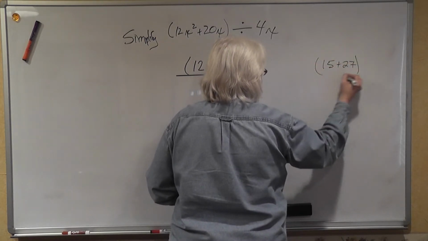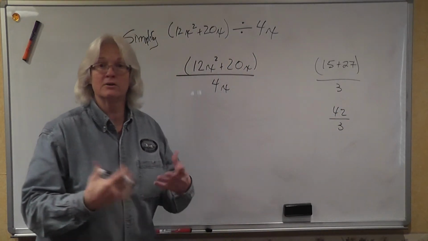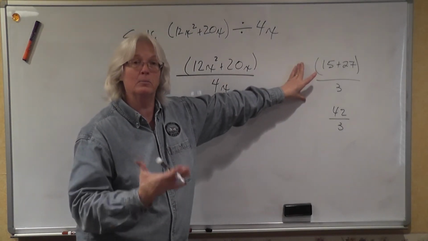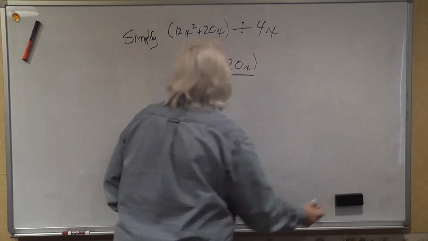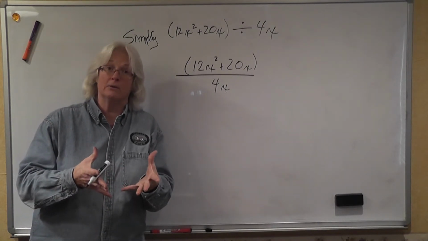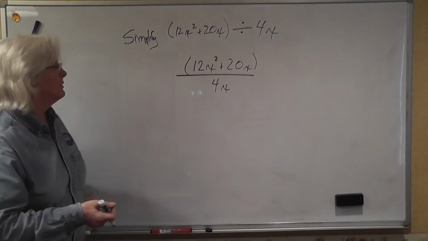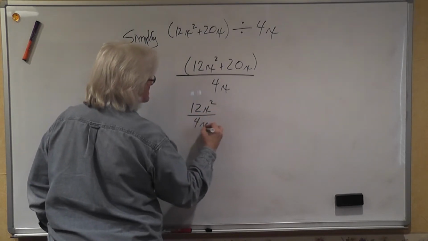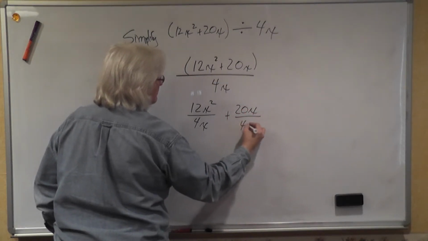The example that we just used before, you could combine within the parentheses because 15 plus 27 equals 42. So you wouldn't typically break that straight numerical fraction apart. But when you get to this example here, you cannot combine 12x squared and 20x because they're not like terms. So what you do is you break this apart. So you have 12x squared divided by 4x. You use the sign, plus 20x divided by 4x.